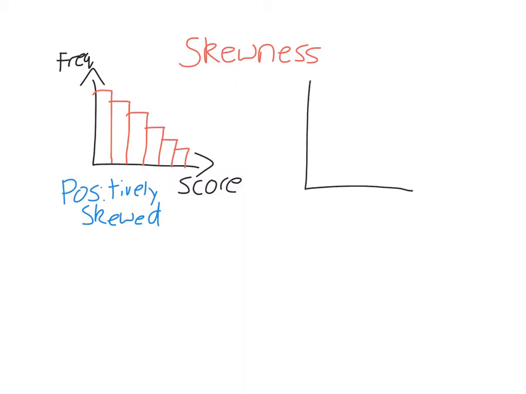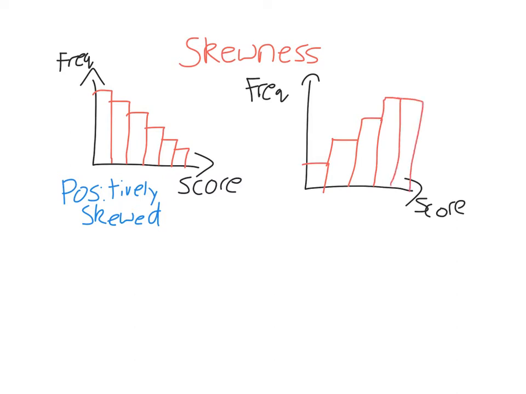Okay, so we'll draw up another frequency. If we have the opposite, where the higher frequency scores are closer to the maximum, then we say the data is negatively skewed. In this one here, by the way, it's bimodal because there are two modes, two most common scores. So this one would be negatively skewed.